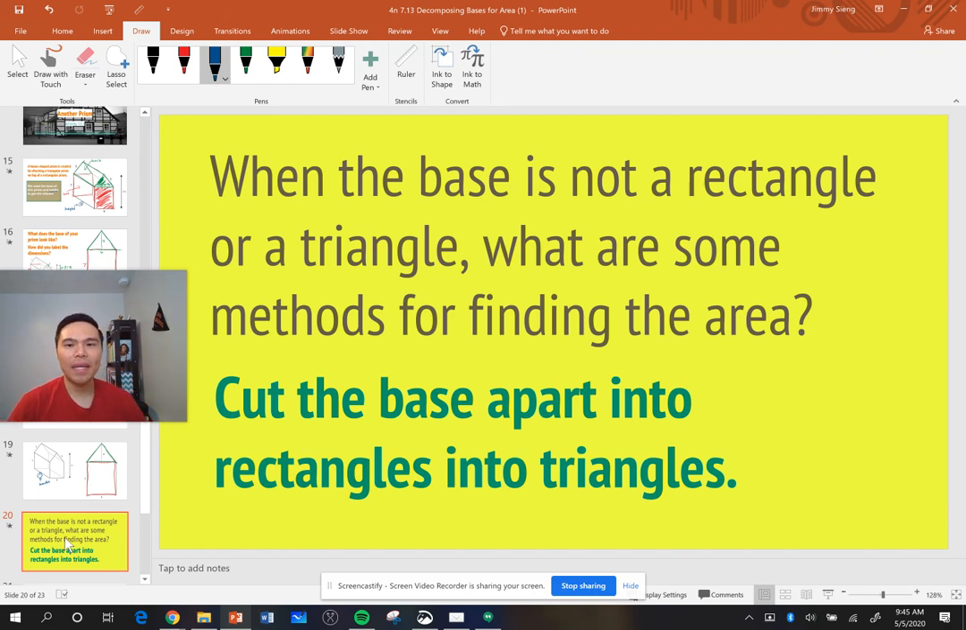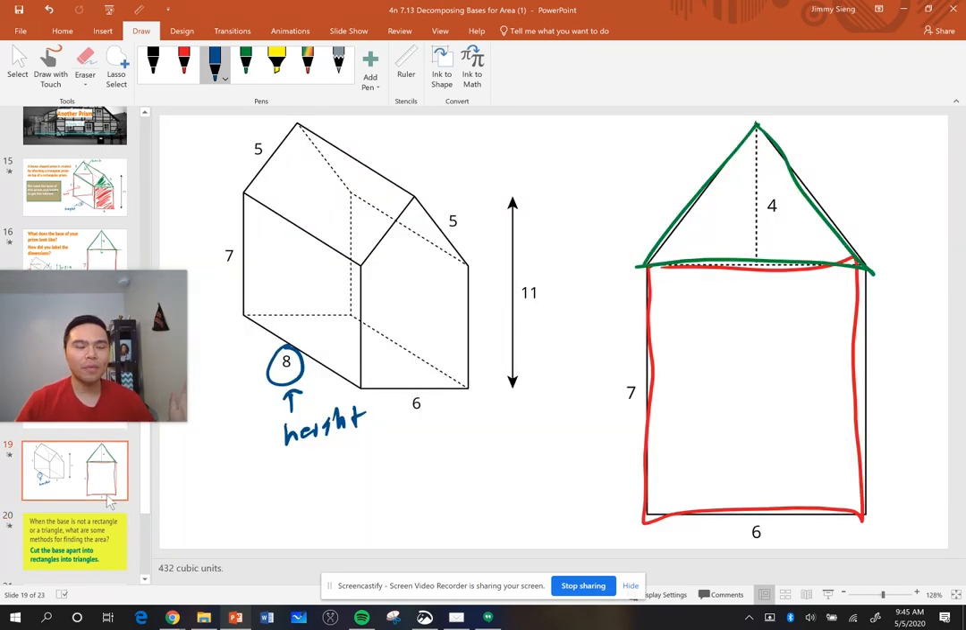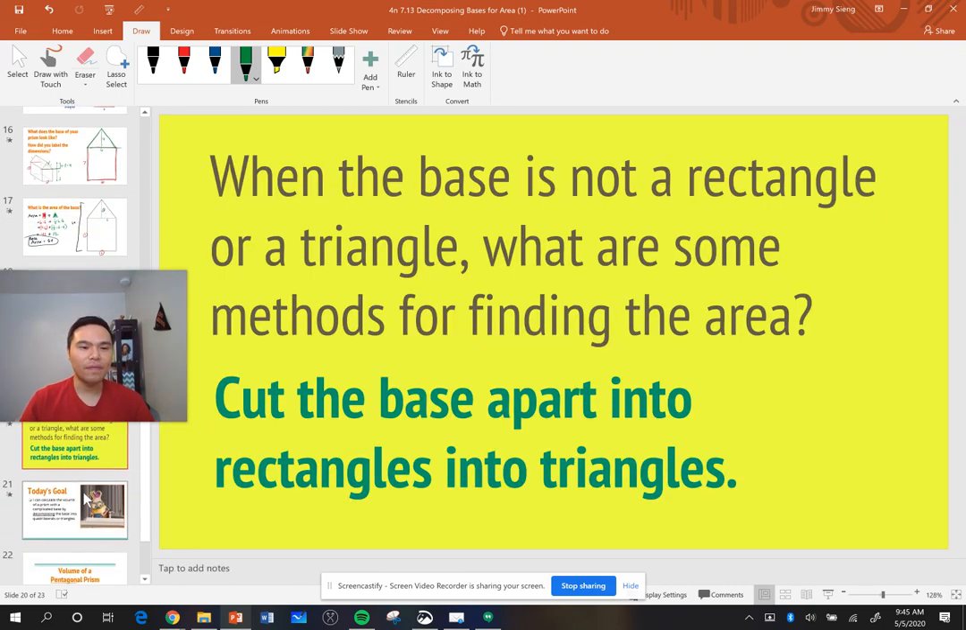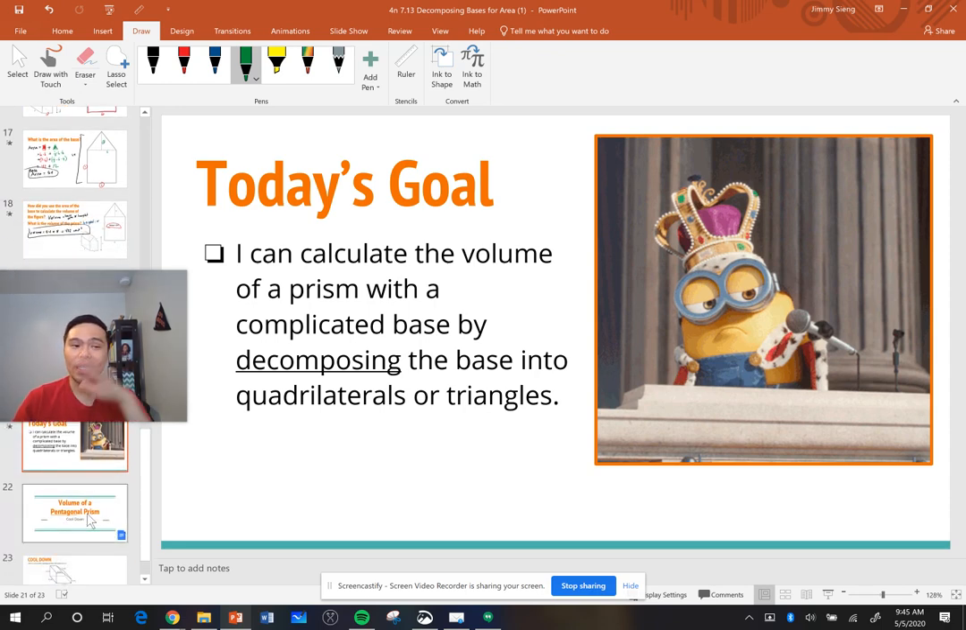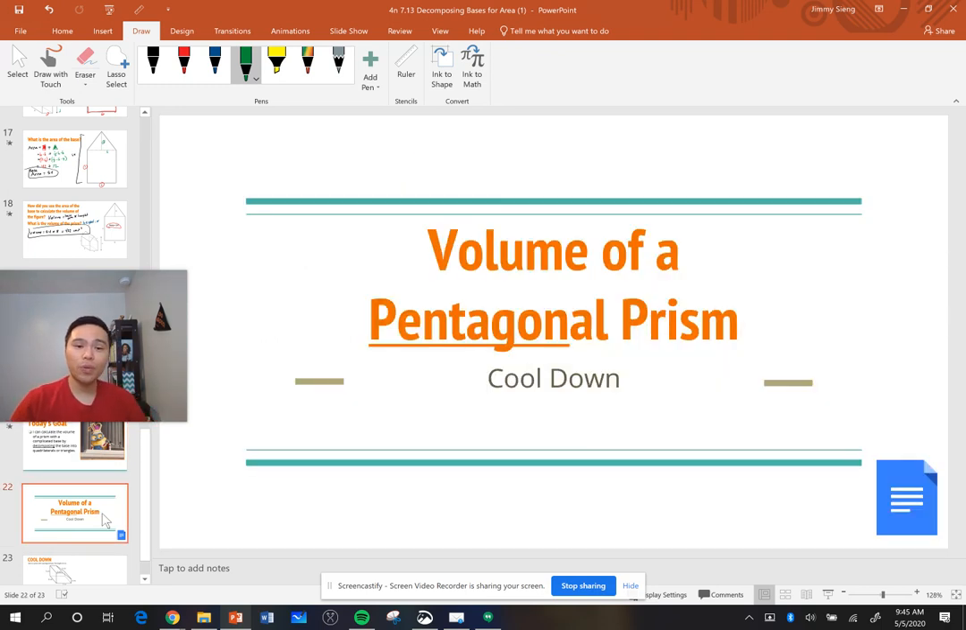So again, when the base is not a rectangle or a triangle, what are some methods to find the area? Back here we had just this shape right here, and we weren't really able to get the area of that. But the idea is if you cut it up into pieces of triangles and rectangles, you could find the base area. So that's what we did. We calculated the volume of a prism with a complicated base by decomposing it, or breaking it down, into triangles and rectangles. Before I stop this video, I'm also going to do a cool down problem.